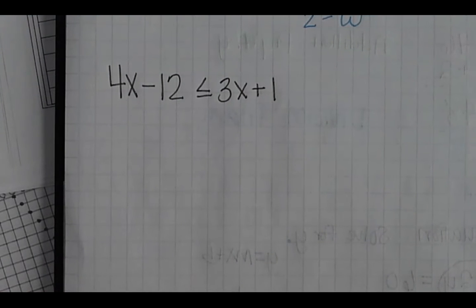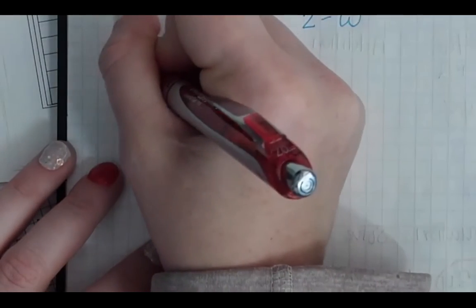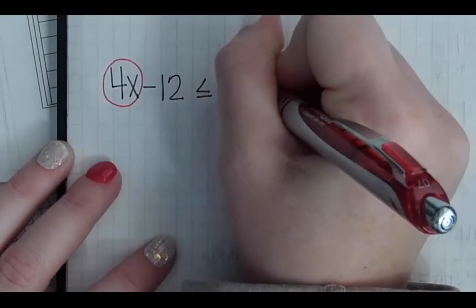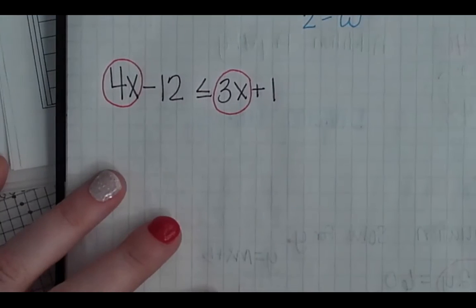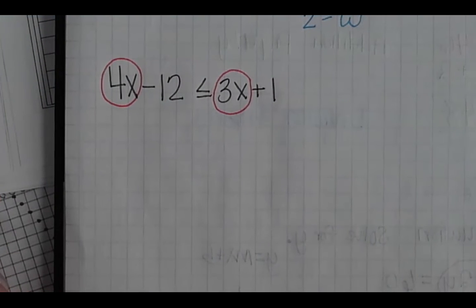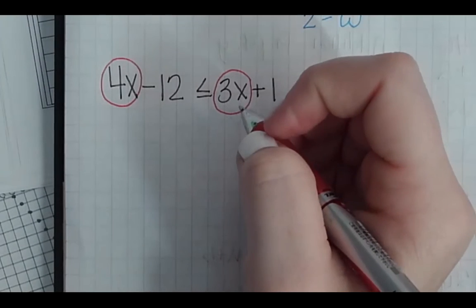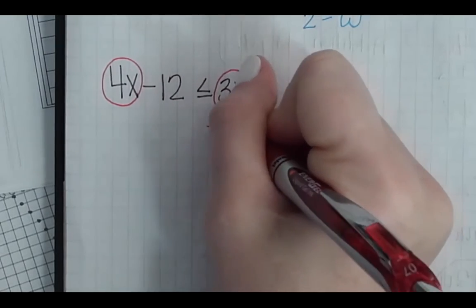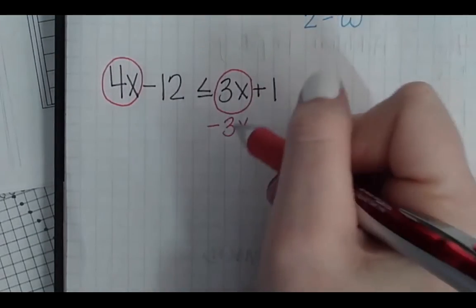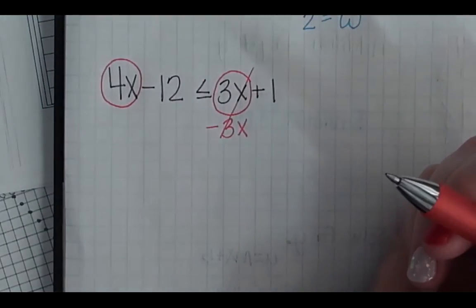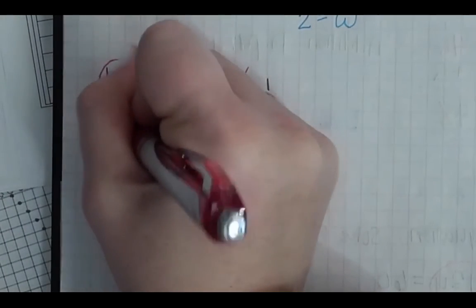Okay, what's the first step we do? Okay, circle the variables. Are they on the same side or opposite? Opposite. So that means you have to do the opposite to one of them. Do you want to move the 4x or move the 3x? Move the 4x. I like moving the smaller one, so I like moving the 3x. 3x minus 3x cancels, which is what we wanted. And then I need to subtract it from the other side.